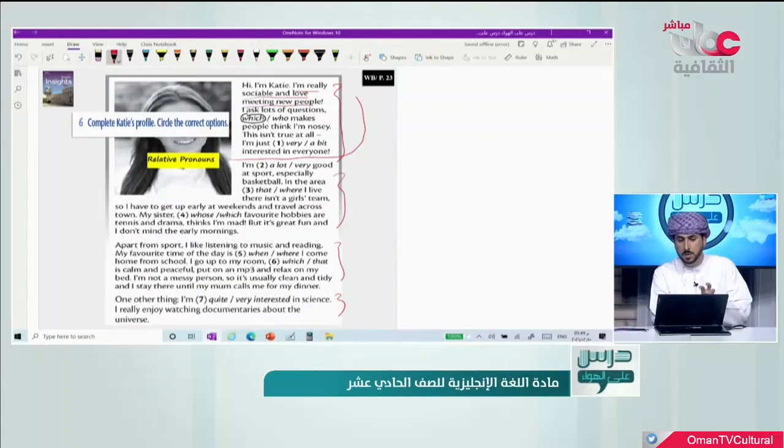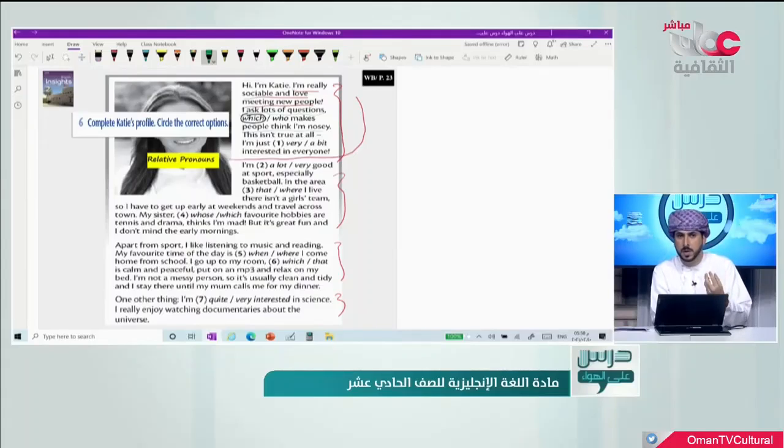Now, in order to explain this idea more, to give more examples about this, she mentioned the supporting sentences. So here we have one idea. She will talk about how sociable she is, and then she will mention some examples. So she will say what? "For example, I ask lots of questions, which makes people think I am nosy." So she asks more questions.